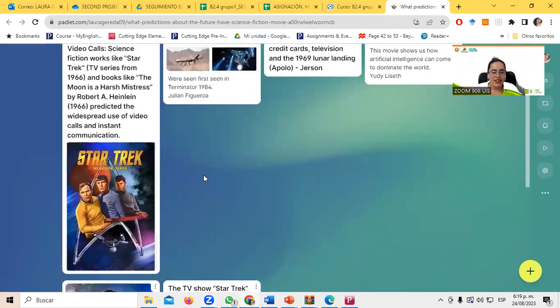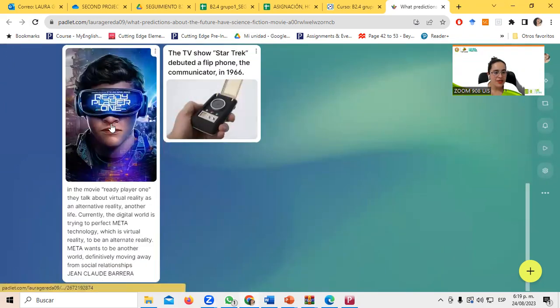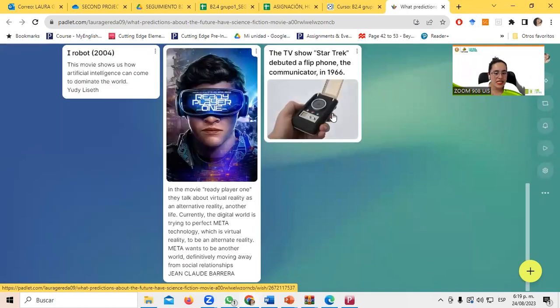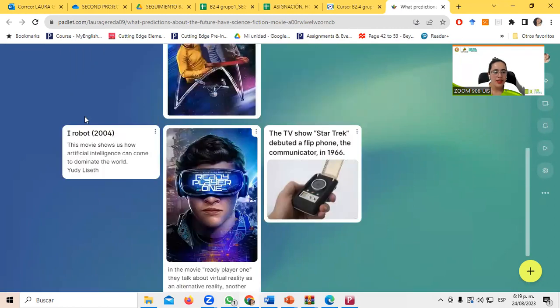Let's see. Jean-Claude says the movie Ready Player One talks about virtual reality as an alternative reality. The digital world is trying to perfect meta technology, which is virtual reality. Okay, yeah, so this is becoming a reality nowadays, currently. Wants to be in another world, definitely moving away from social relationships. Okay, thank you, Jean-Claude, very good.